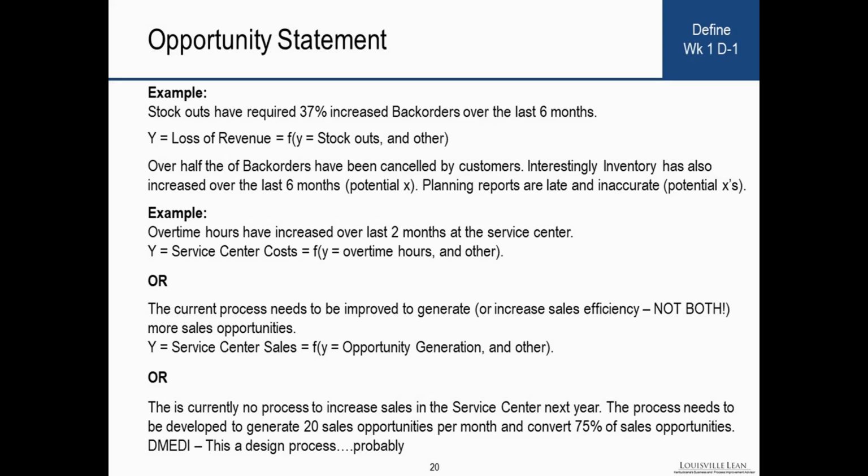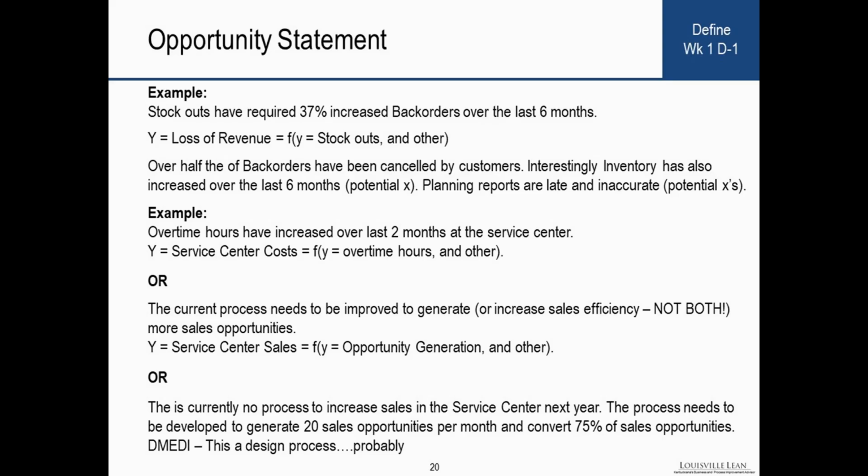Interestingly as well, inventory has increased over the last 6 months. That's a potential X. Maybe inventory's the problem. And planning reports have been late and are inaccurate, and those are potential X's. I don't mind putting them on there. I don't want to say they're the cause, but I don't mind saying they might be potential X's, and I call them out.